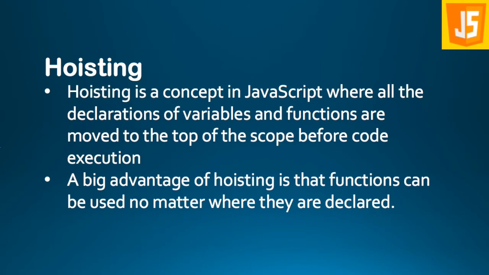The next concept is hoisting. Hoisting is a concept in JavaScript where all the declarations of variables and functions are moved to the top of the scope before code execution. We saw something similar in let and var, wherein the variable with var was declared later, but we could get the undefined value before it. The big advantage of hoisting is for functions. And what is that advantage? That advantage is that functions can be used no matter where they are declared.